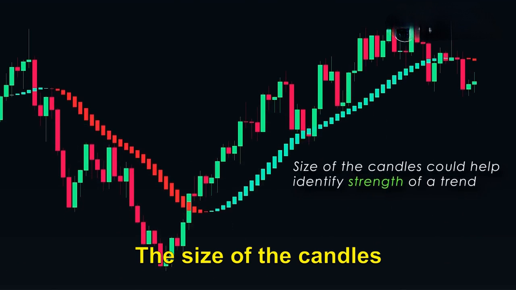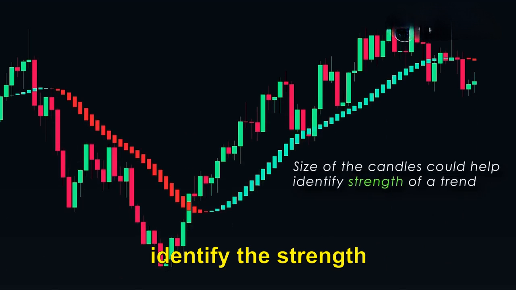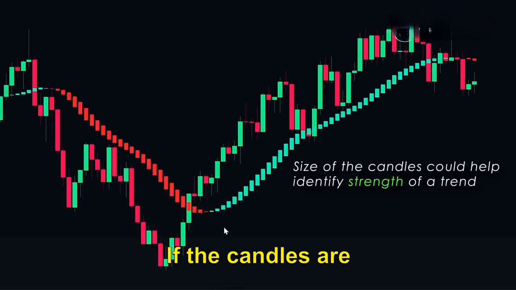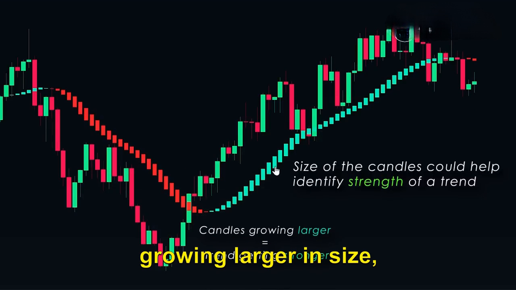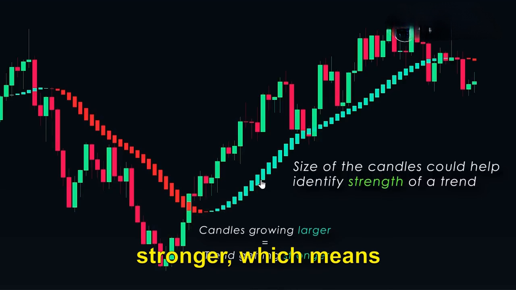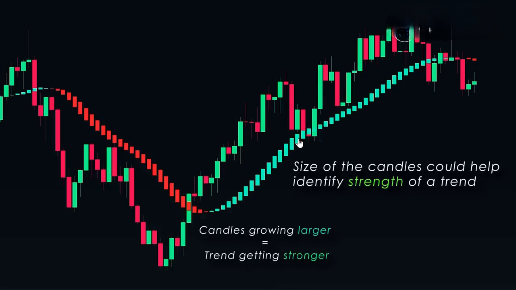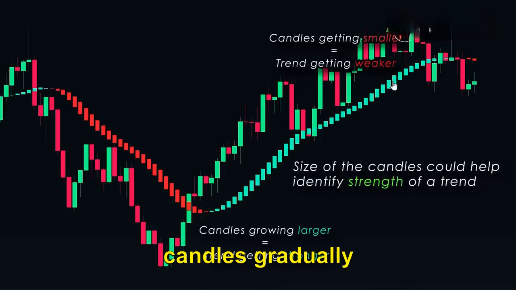The size of the candles could also help traders identify the strength of an existing trend. If the candles are growing larger in size, it indicates that the trend is getting stronger, which means more momentum. Similarly, if the candles gradually become smaller, it indicates that the strength of the trend is getting weaker.